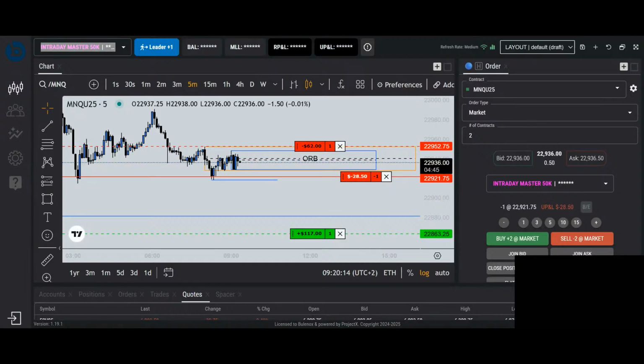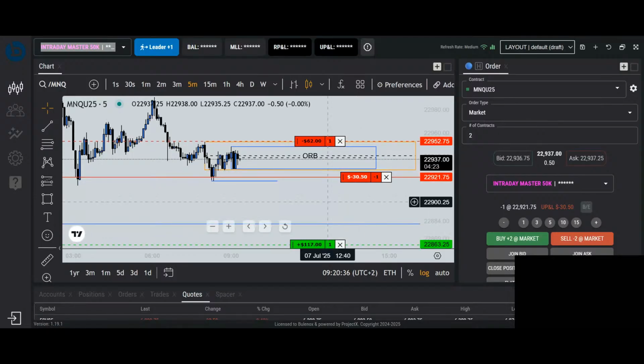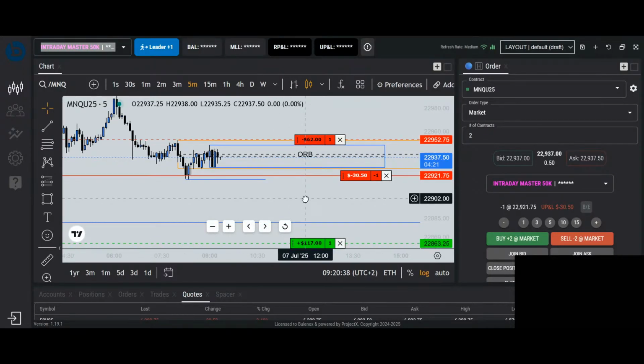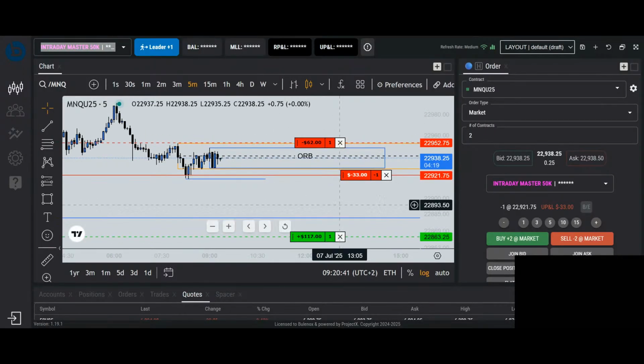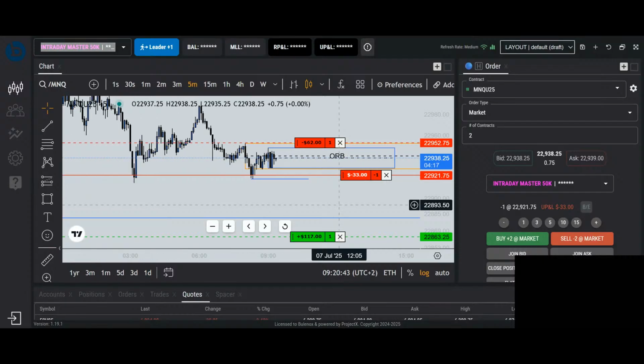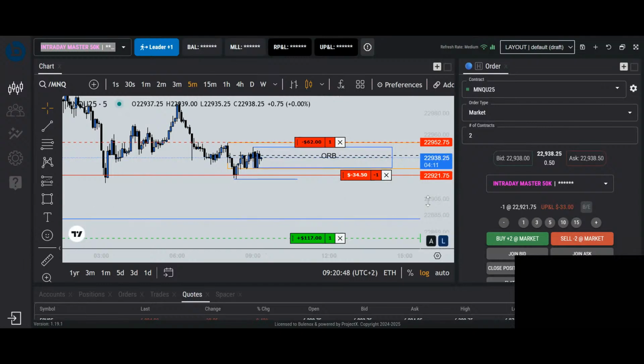Morning, Evan. London has a choppy. Does it expand most of the time of the year in your experience? Actually, London does expand a lot, but it needs to continue the movement from Asia, or it sweeps Asia and then it continues to the other side. Because most of the time, London has a low of day or a high of day, in my experience.